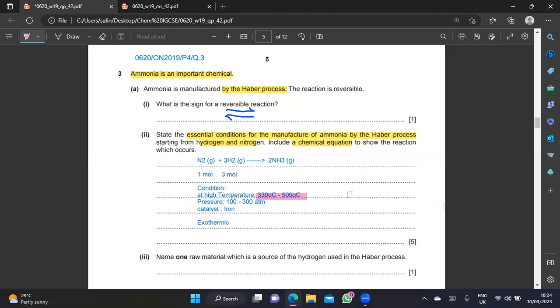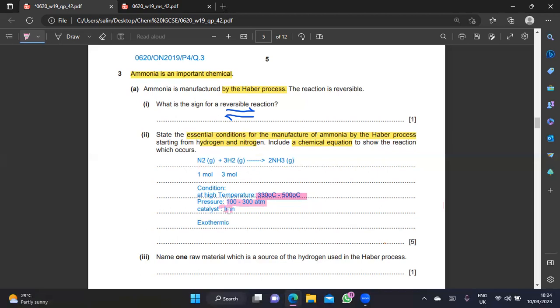Now, what about the pressure? Also, high pressure. So what's the pressure? 100 to 300 atm. What else? You do need a catalyst. And what is actually the catalyst? Iron. So what are the conditions that you have to remember? Only 3 conditions. What is the temperature? What is the pressure? And what is the catalyst?